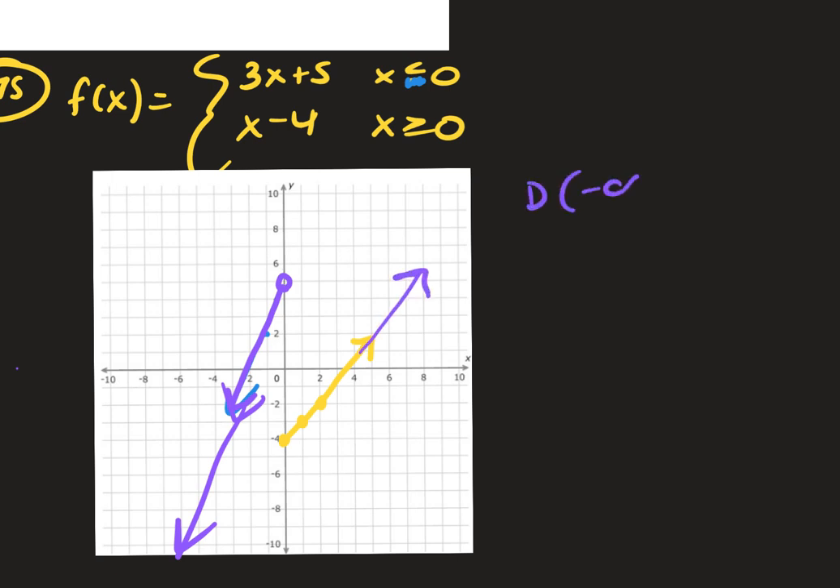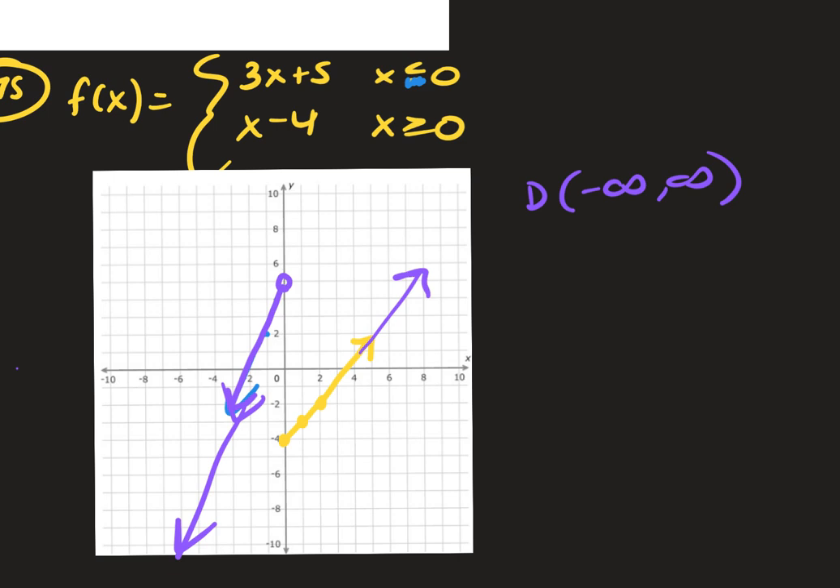So my domain is all real numbers, negative infinity to positive infinity. If there was a gap, and you'll get this on the class cake practice, like if I didn't have something on the 0, if it didn't start until maybe here, now I'd have negative infinity to negative 1, and then 0 to positive infinity. There'd be a gap in my domain. But that didn't happen. It overlapped.